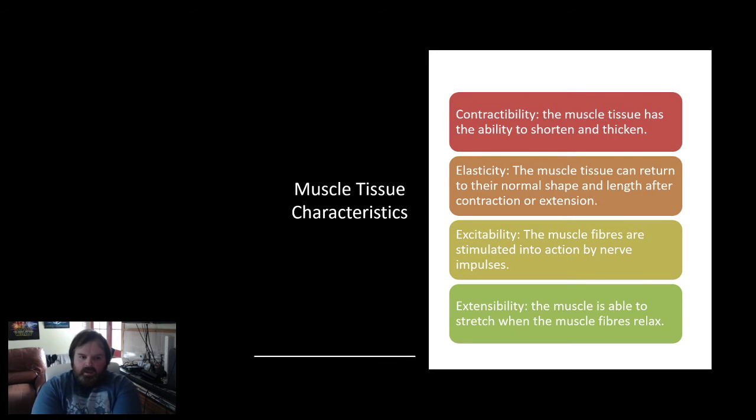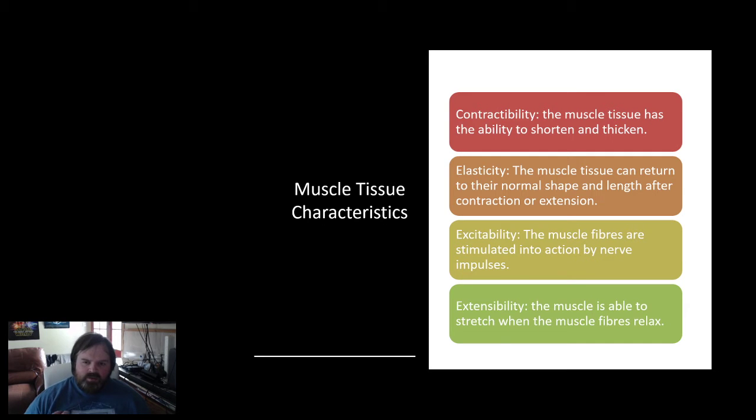Alright, what about muscles is unusual? Well, the first thing is contractibility. Muscles can shorten and thicken. So if you take your bicep and tense it, it gets shorter and thicker and it bulges up a bit there in the middle. It's most obvious in your bicep, where there's a belly in the muscle, where the thing pulls in and it raises up there.